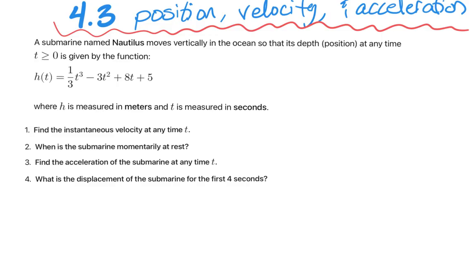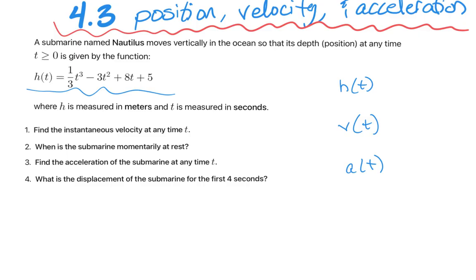In this example, we're going to be looking at the connection between position, velocity, and acceleration. To begin, we need to talk about the relationship between a position function, like this one called h of t, and a velocity function and an acceleration function.